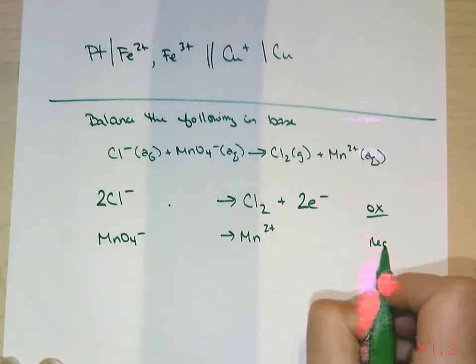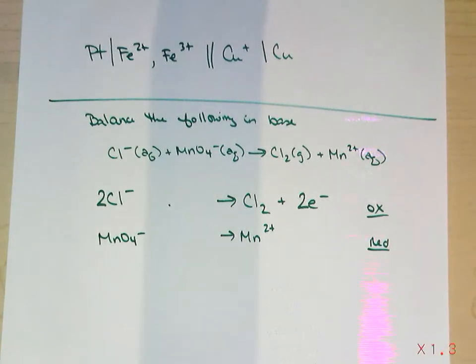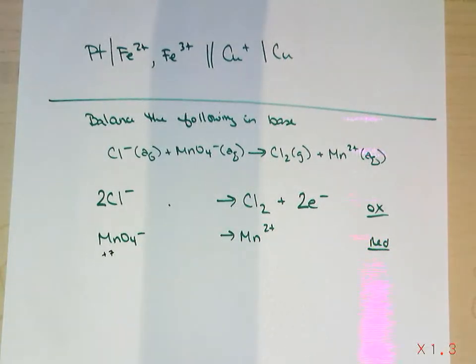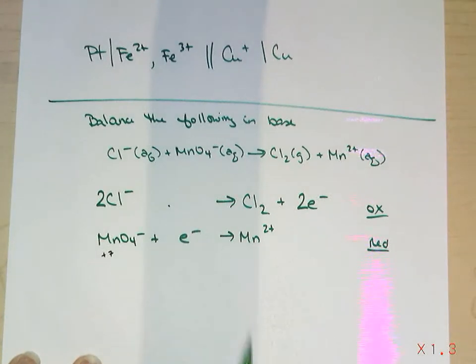All right, looking at my permanganate, what is the oxidation state of the Mn? +7. +7 to +2 is definitely a reduction. So I need some electrons over here. How many electrons do I need to make that reduction? 5. All right, now we need to mess around with its acid base. So, do we want to do water first or some protons? Okay, how many waters do I need over here?